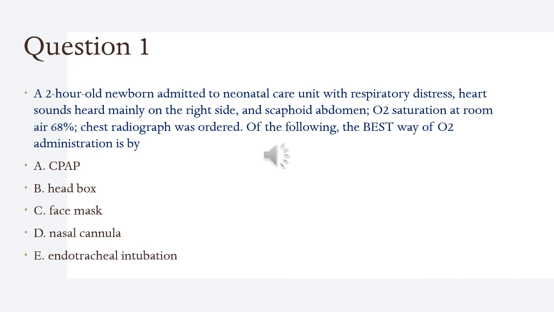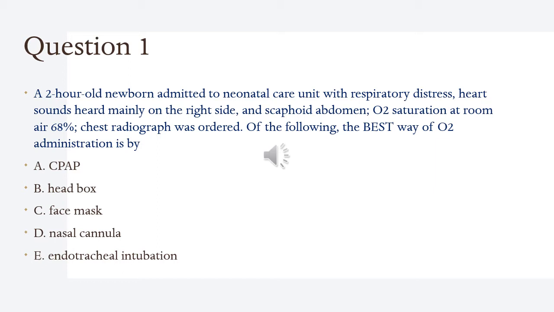First question: a 2-hour-old newborn admitted to the neonatal care unit with RDS. Heart sounds are heard mainly on the right side and there is a scaphoid abdomen. Oxygen saturation on room air is 68%. We requested a chest X-ray. Which of the following is the best way of oxygen administration? Is it by CPAP or headbox, face mask, nasal cannula, or endotracheal intubation?